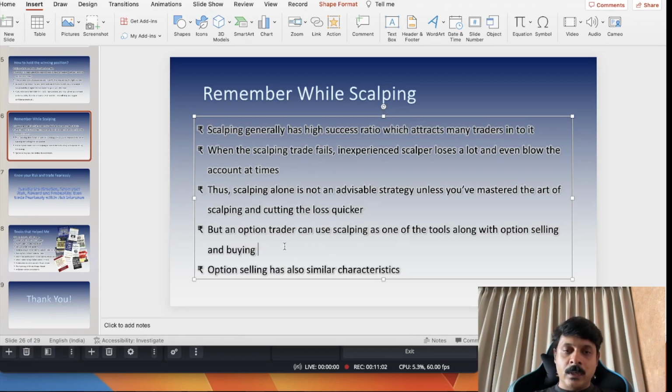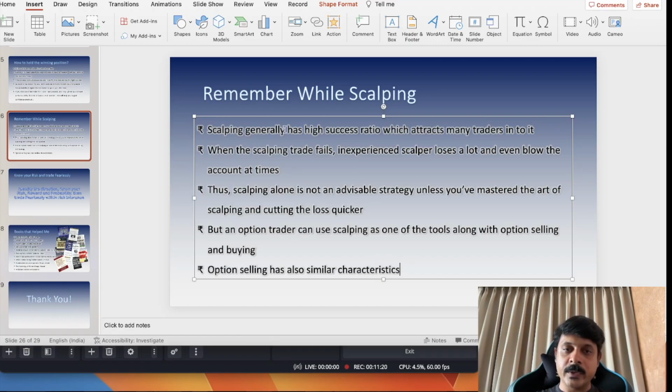So it is not that I don't scalp. I do scalping, but I don't use scalping as the only tool I use. It is one of the tools. Certain times the market is not favorable for riding. Those times I do scalping. It's not that I don't do it.